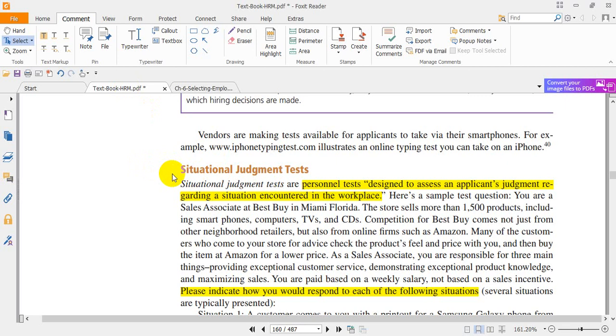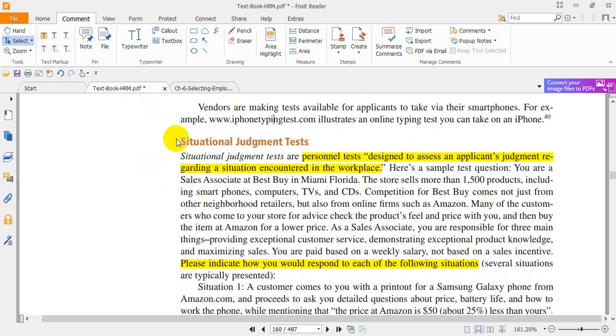more types of tests. The first type we will explain is situational judgment tests. In the situational judgment tests, the employees or the applicant, we put the applicant in the same situation as the real work life. The personal test is designed to assess the applicant's judgment regarding a situation encountered in the workplace.